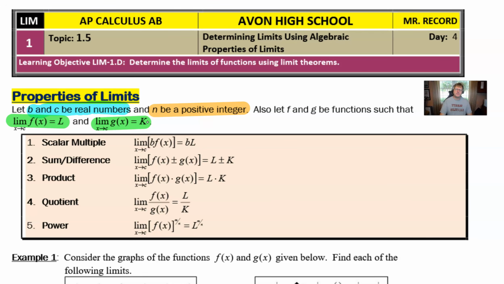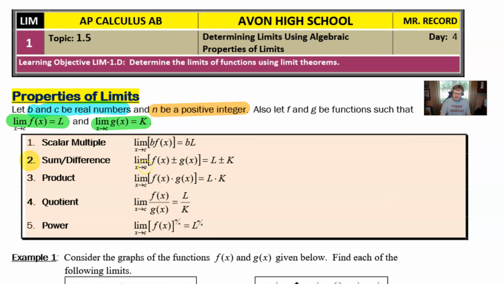Now, five different properties are going to be brought to use throughout the rest of calculus. And honestly, there's only going to be a couple of them that I'm going to focus on in this particular example. And that's the two that I'm going to look at first. And the first property is number 2, the sum difference property.